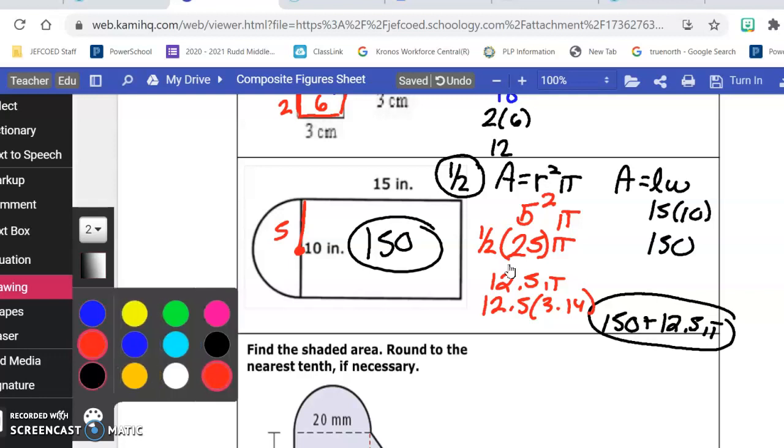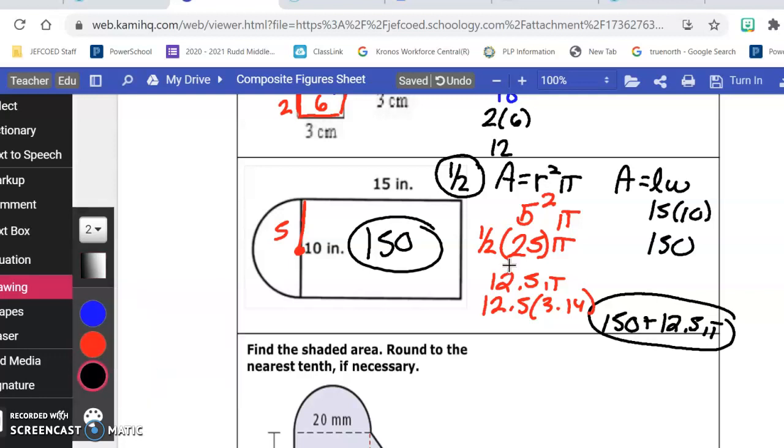Okay. 39.25. And if I want to add these two together, 150 plus 39.25 in my calculator, that would get me 189.25 inches squared. So here we go. Answer, if you put 3.14 for pi, answer if you leave it in terms of pi. Oh, and let me include inches squared there.